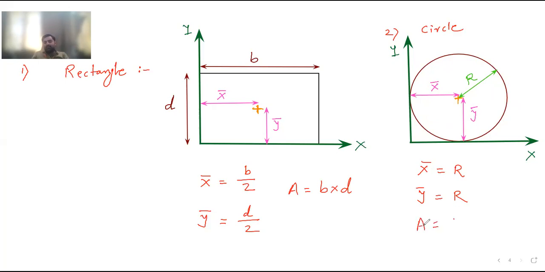So what is the area of the circle then? Area is pi r square. Or it is also calculated as pi by 4 d square. Another formula to calculate the area of the circle is pi by 4 d square, if the diameter is known to you. If the radius is known to you, then it is pi r square. Even if the diameter is known, you can calculate r. So these are the formulas for circle as well as for rectangle.